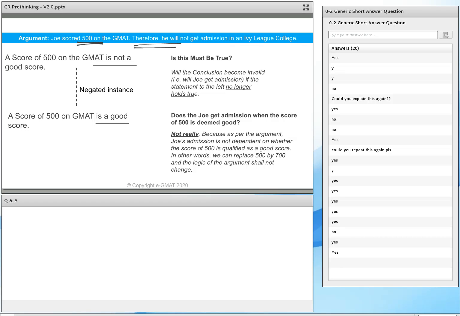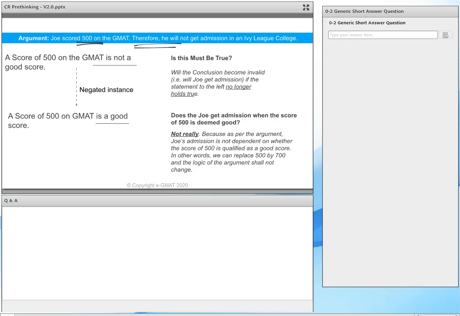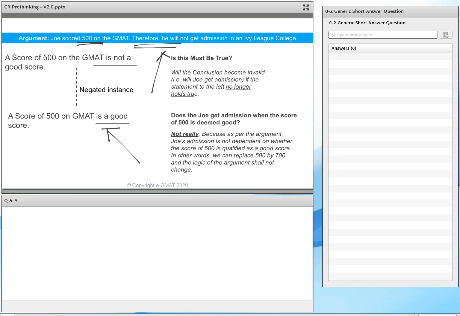Can I explain this again? Yes, I will explain this again. So, will Joe get admission in an Ivy League college if a score of 500 on the GMAT is considered a good score? Given this argument over here, will Joe get admission in an Ivy League college? No, he will not. Why? Because the author is not saying that the reason why Joe is not getting admission is because that score of 500 is a bad score. The author is simply saying Joe scored 500, therefore he will not get admission in an Ivy League college.